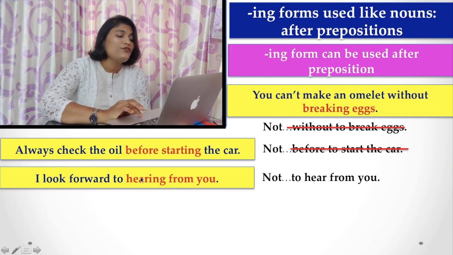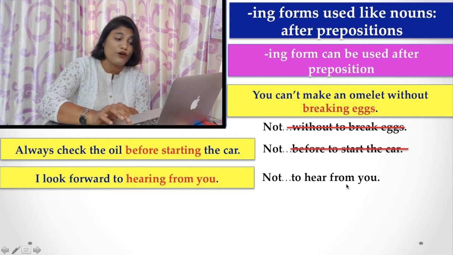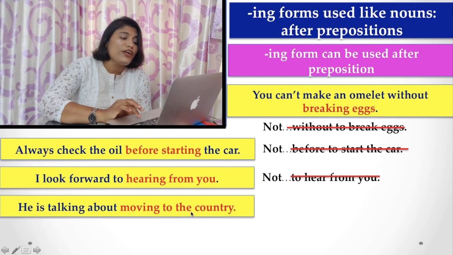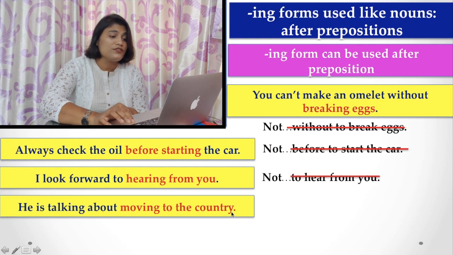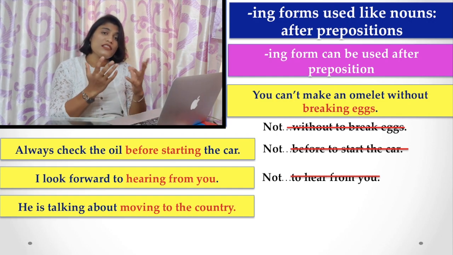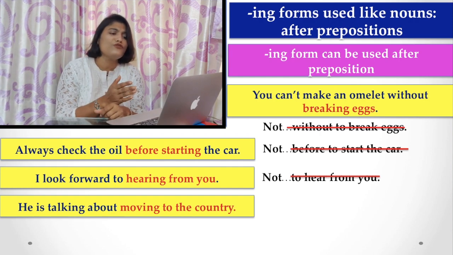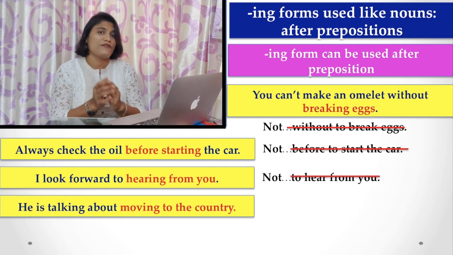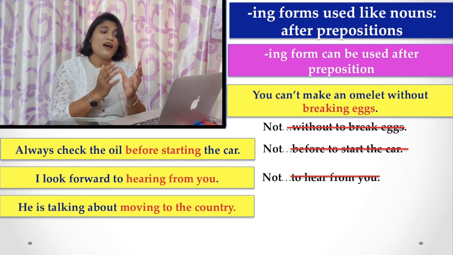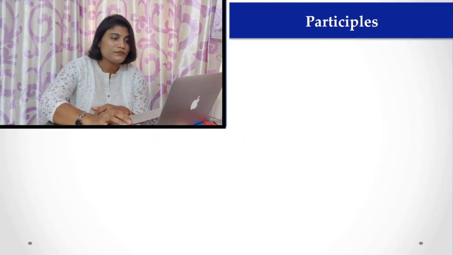I look forward to hearing from you, but you never say "I look forward to hear from you." He is talking about moving the country, but you don't say "he is talking about to move the country." In all these sentences, the prime thing is that you have to use the ing verb form, which is used like a noun before another noun, and it is after a preposition.